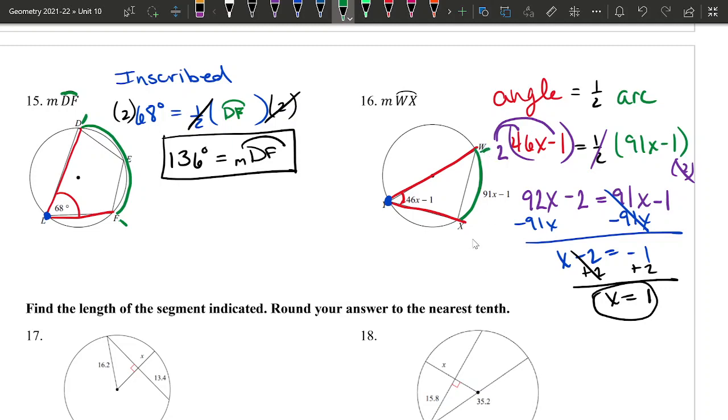So here's WX. That's the included arc. So arc WX equals 91x minus 1. And since x is 1, that's 91 times 1 is 91. And 91 minus 1 is 90. So arc WX equals 90 degrees.